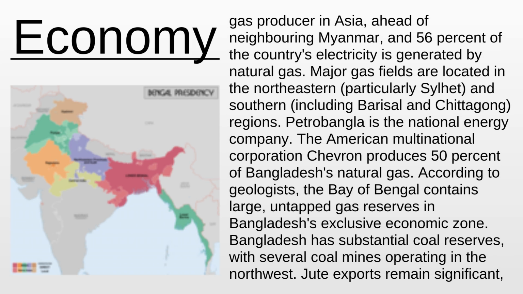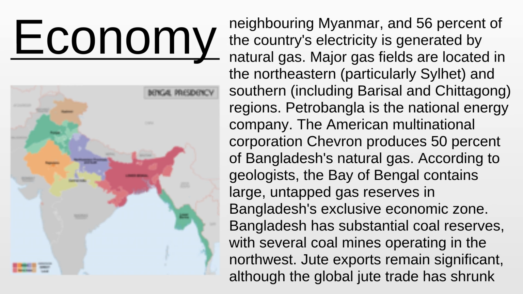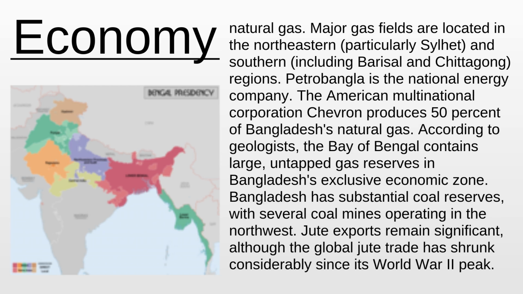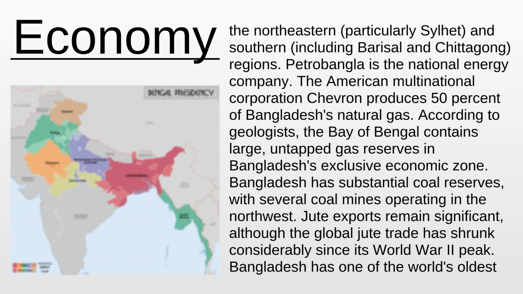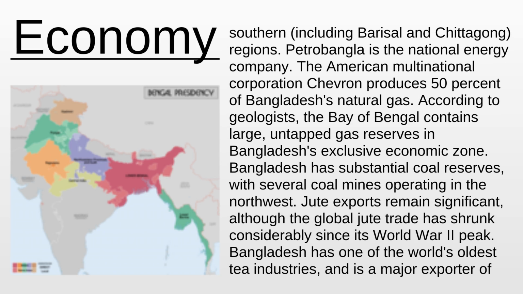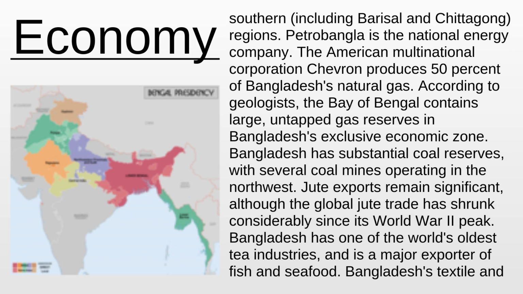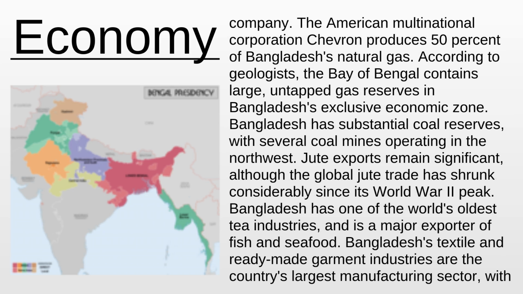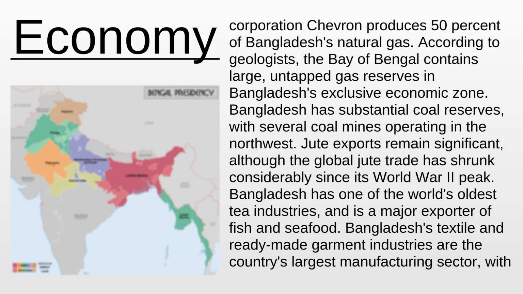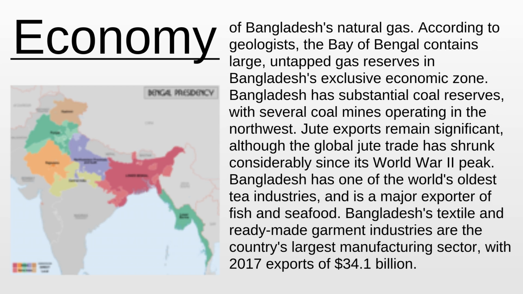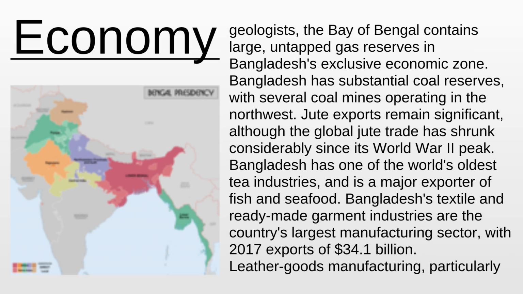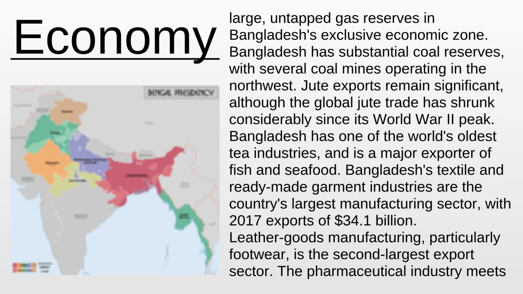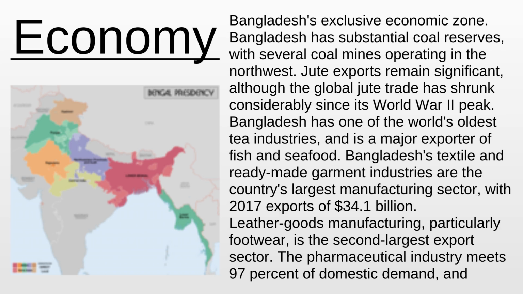Bangladesh is the 7th largest natural gas producer in Asia, ahead of neighboring Myanmar, and 56% of the country's electricity is generated by natural gas. Major gas fields are located in the northeastern, particularly Sylhet, and southern, including Barisal and Chittagong, regions. Petrobangla is the national energy company. The American multinational corporation Chevron produces 50% of Bangladesh's natural gas. According to geologists, the Bay of Bengal contains large, untapped gas reserves in Bangladesh's exclusive economic zone. Bangladesh has substantial coal reserves, with several coal mines operating in the northwest.